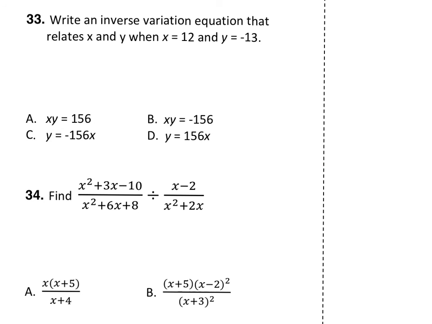33 says write an inverse variation equation that relates x and y when x equals 12 and y equals negative 13. So again, if you recall with inverse variation, xy equals k. So now I know that I have 12 times negative 13, and 12 times negative 13 equals negative 156. So my equation would just be xy equals negative 156. So my answer here for 33 would be letter B.